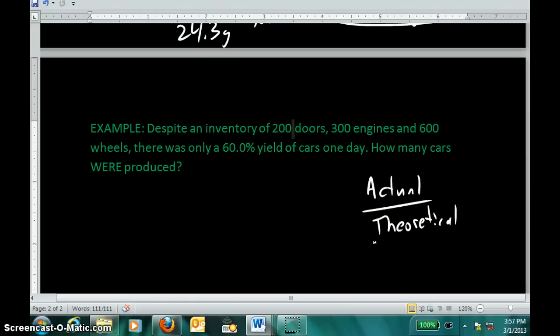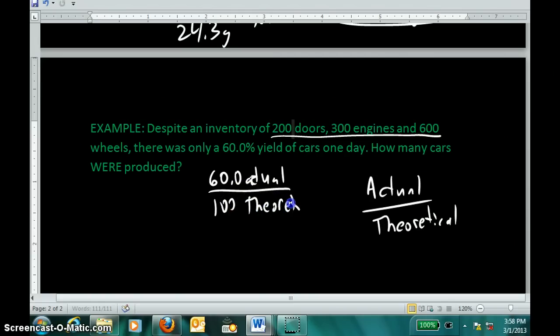As a simplistic example, we'll go back to our factory of cars, where we knew that the 200 doors were the limiting reagent, because we could have built 100 cars based on doors, 300 based on engines, and 150 based on wheels. In this problem, we're given the yield, namely 60% actual production for every 100 you theoretically could produce. And the question is, how many cars were produced? If we produced them, they're an actual number of cars.